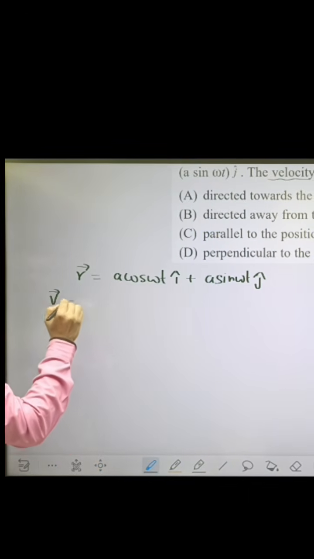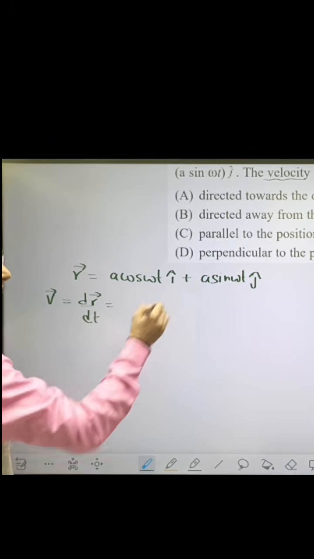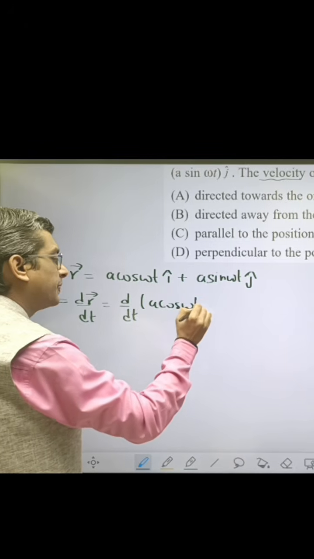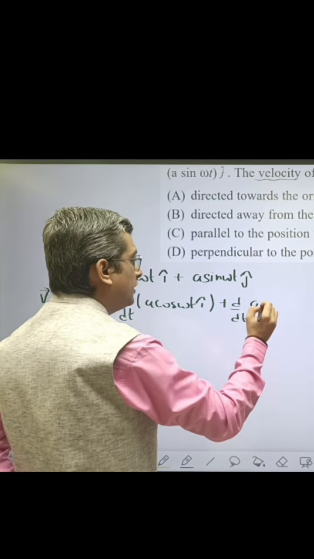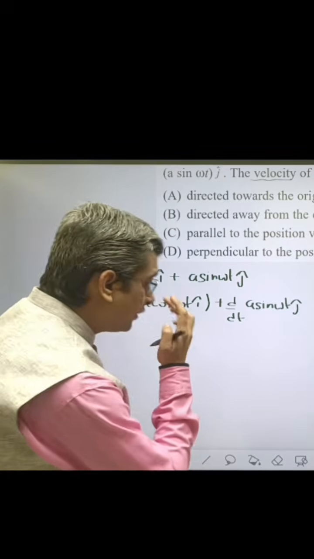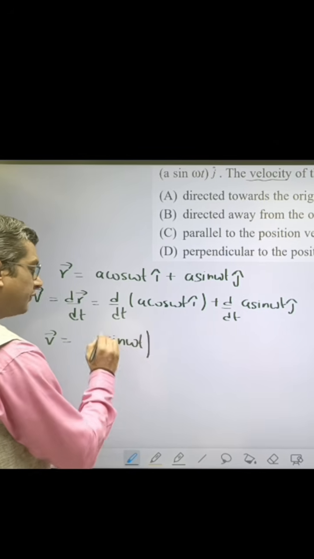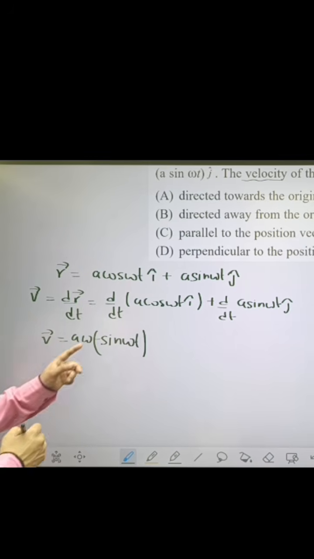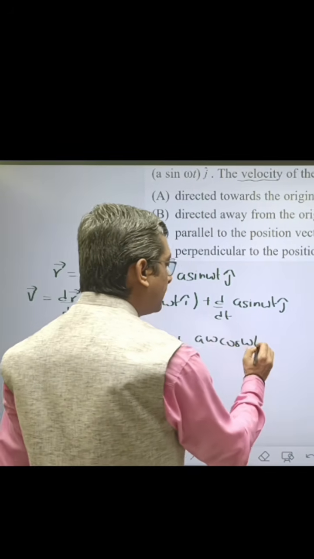Since we know that velocity is given by dr by dt, we have to differentiate this value. So this is nothing but d by dt of a cos omega t i cap plus d by dt of a sin omega t j cap. On further solving, first we differentiate the cos function, we get minus sin omega t, and then we differentiate omega t, we get omega, and here it is a. So this will be minus a omega sin omega t i cap plus a omega cos omega t j cap.